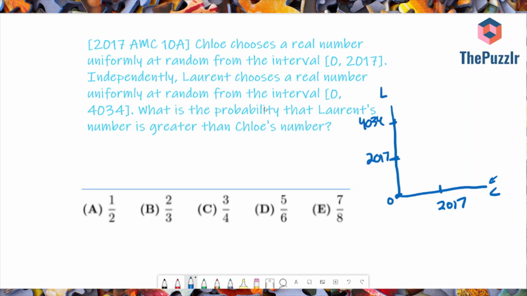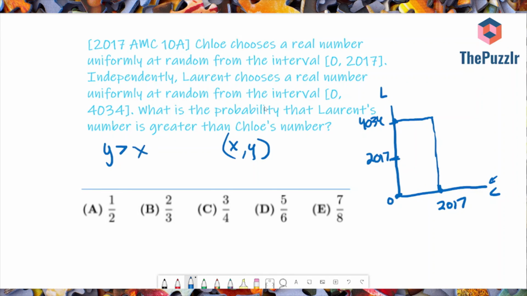So our total region, since there's an infinite number of numbers that each of them could pick, must have an infinite number of points. And yes, it does. It's a 2D shape. It's actually a rectangle, because Laurent can pick anything from 0 to 4034. Any xy point on the plane represents x being Chloe's number and y being Laurent's number. So that's why we draw this rectangle, because x must be less than 2017 and y must be less than 4034. So we want y to be greater than x.